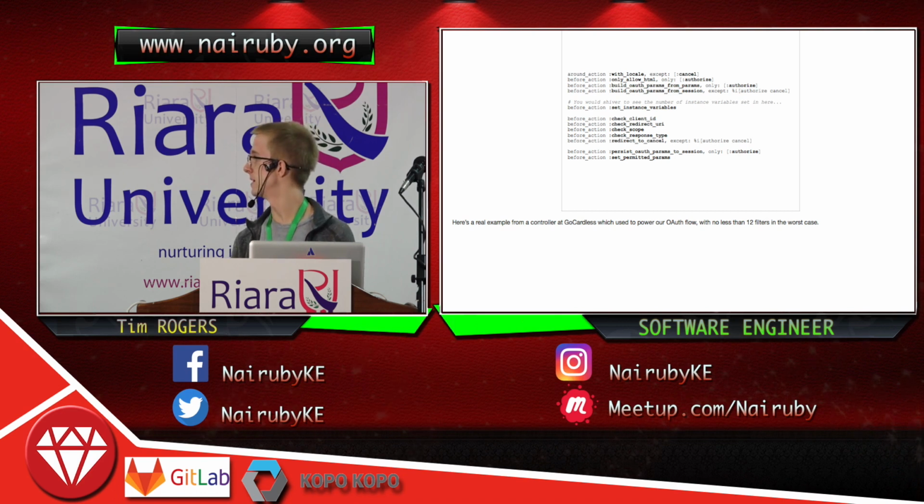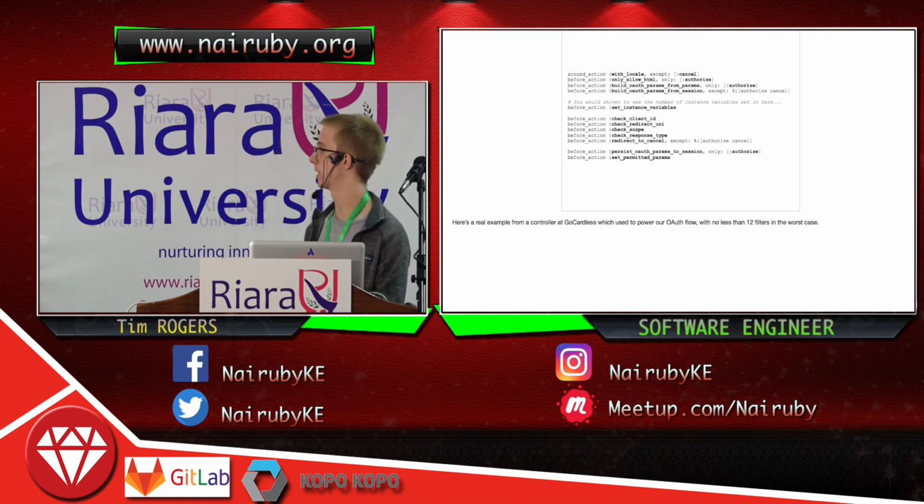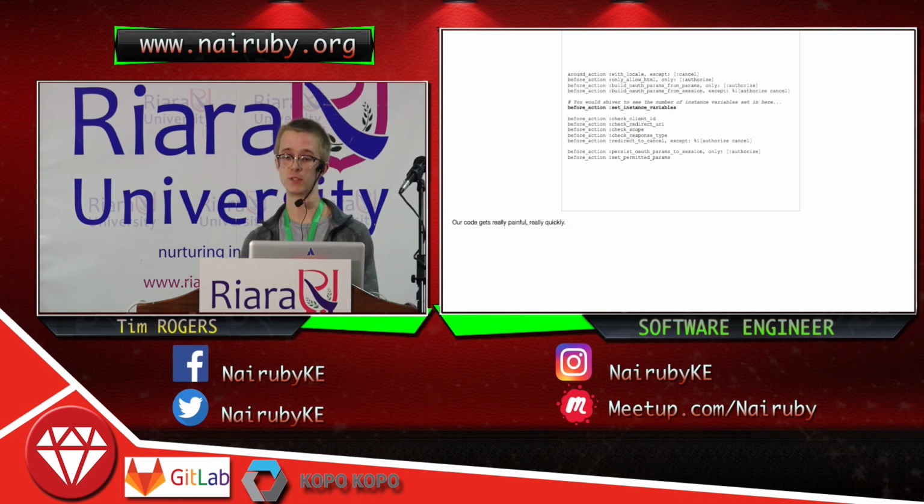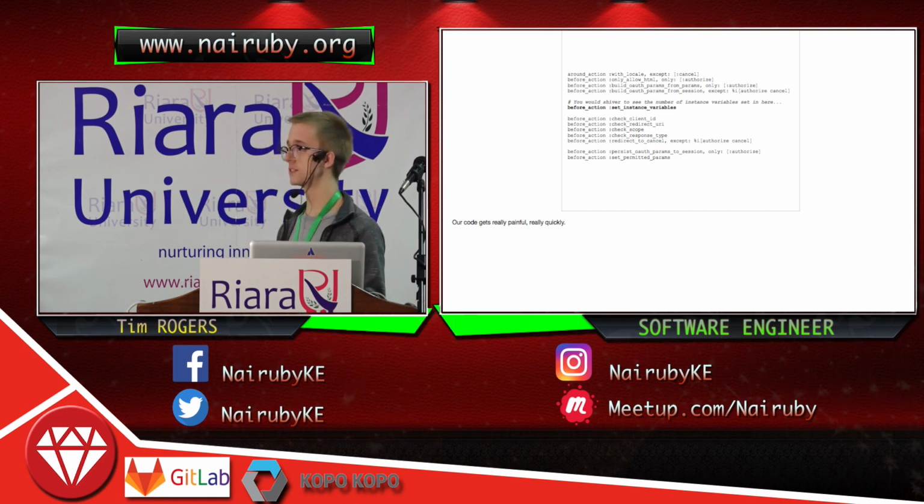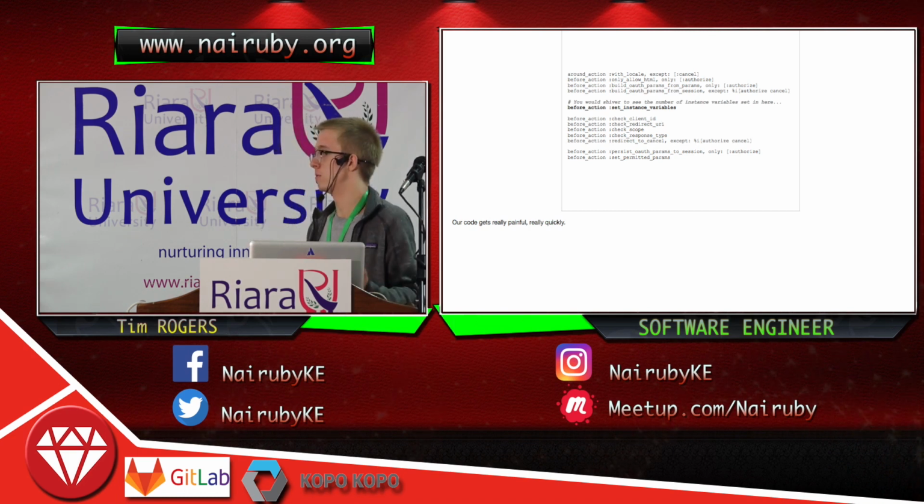Very quickly, this approach of adding more and more filters gets really out of control, leading to a world of pain and unmaintainability. Here's a real-world example from a controller at GoCardless until we refactored it. It used to power our overflow, and in the worst case, it had no less than 12 filters before the actions got run. This gets really confusing to use, and it gets really painful. So what's happened here? Why does our code get out of control so quickly? Where do all these filters in our API come from?